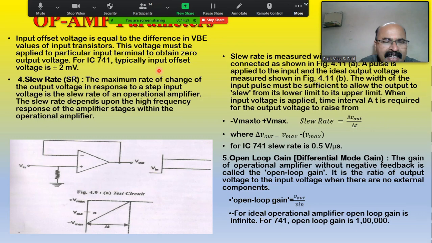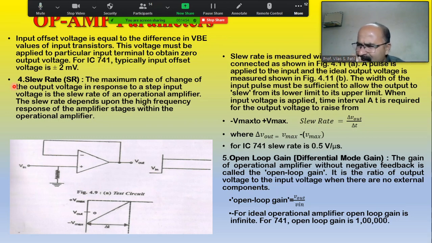That is, typically the input offset voltage is plus minus 2 millivolt. बऱ्याचदा ऑब्जेक्टिव्ह मध्ये प्रश्न विचारला जाईल, what is the input offset voltage? The general value of the input offset voltage for the operational amplifier or the differential amplifier is, उत्तर काय लिहायला पाहिजे मित्रांनो? That is plus minus 2 millivolt.